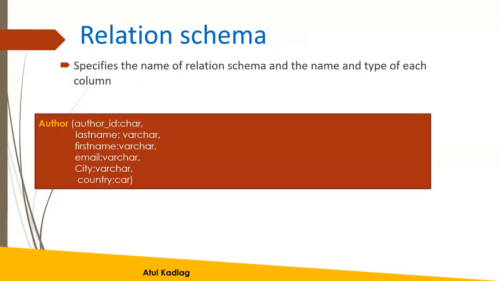A relation schema specifies the name of the relation and the name and type of each column. So a relation schema is nothing but the table, or we can say Author is a relation schema here, and you can see it has its columns, Author ID and its data type. That is what the relation schema is.